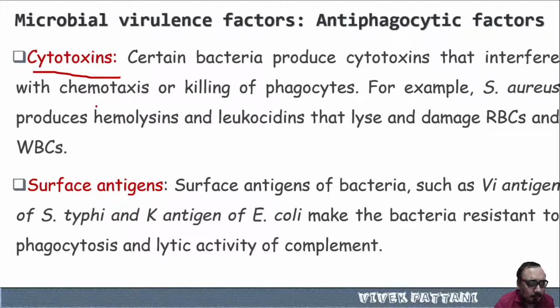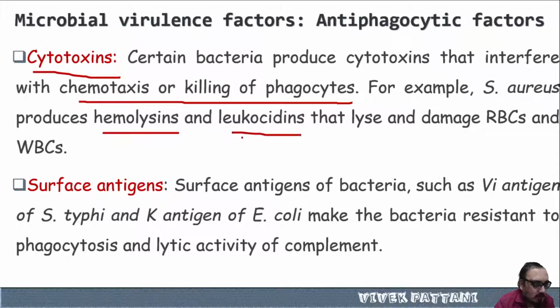Next come the cytotoxins. Certain bacteria produce cytotoxins that interfere with the chemotaxis or the killing function of the phagocytes. For example, Staphylococcus aureus produces hemolysins that lyse and damage RBCs and WBCs. Hemolysins basically lyse the RBCs, and leukocidins basically damage the WBCs, thereby interfering with their function.